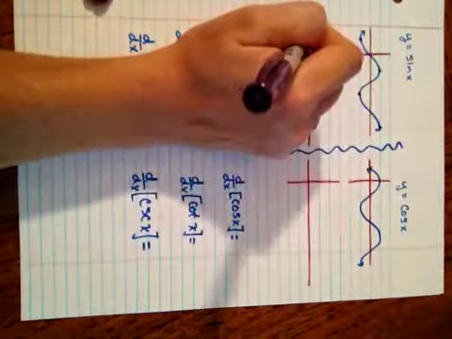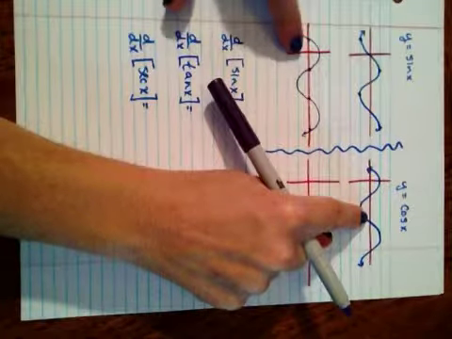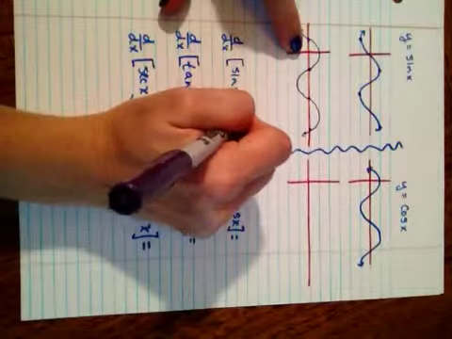And if you take a look at this, this should look fairly familiar. So the derivative of sine x turns out to just be cosine of x.